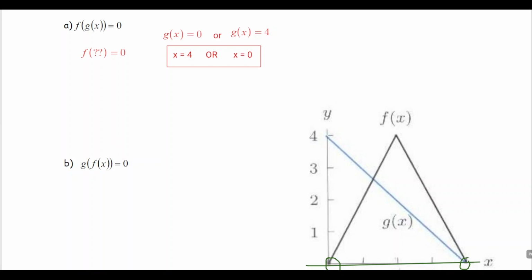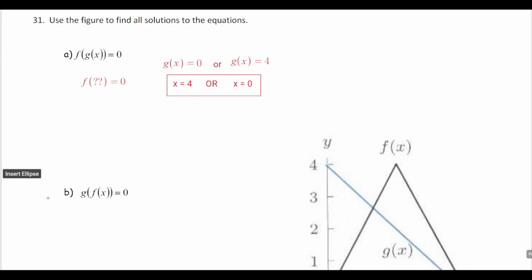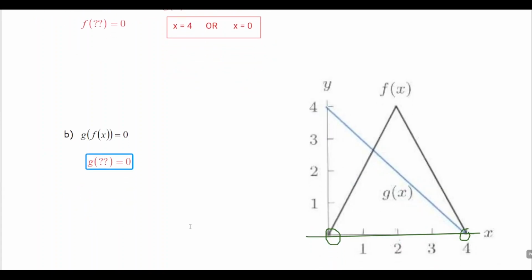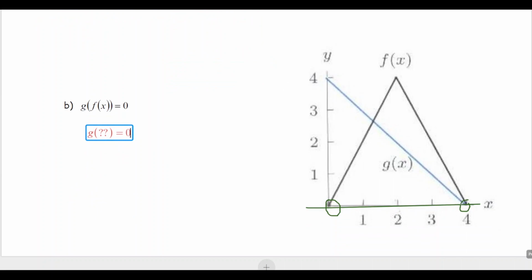For b, we're going to think about it the same way. All right, so first, we want to know g of what is 0. And so we're going to look at that g function. And there's only one location here where g is 0. Okay, g is going to be 0 right here when x is 4. So when this input is 4, in other words, when f of x is 4, then g is 0. So now we need to say, okay, well, when is f of x 4? Well, f of x is going to be 4 when x is 2.